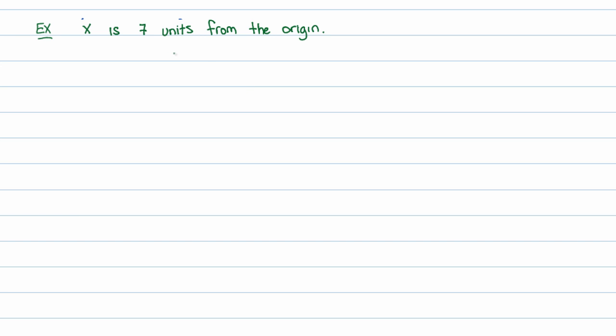In this first example, we see that x is 7 units from the origin. And I want to translate this into an equation. The way you should try to think about doing this is to think of it this way: the distance between something and something is something. Now, if you read this sentence here, they say x is 7 units from the origin.